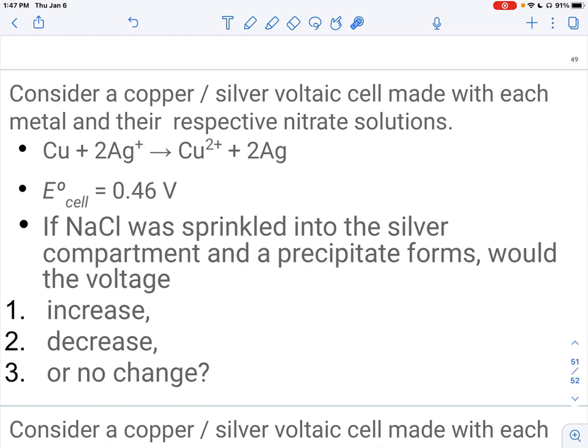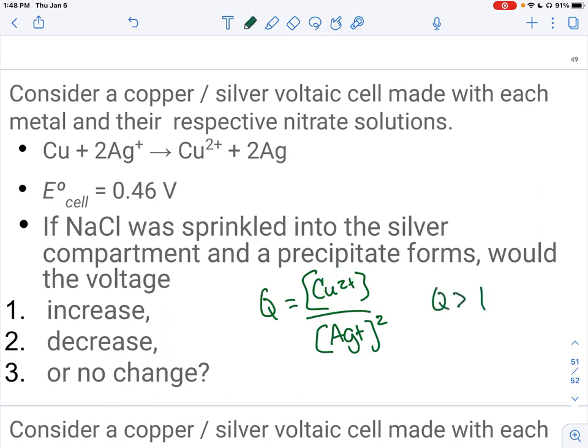If NaCl was sprinkled into the silver compartment in a precipitate form, so AgCl would form, would the voltage increase, decrease, or no change? So Ag plus would precipitate as AgCl, reducing the Ag plus concentration. So let's take a look. Q for this would be Cu2 plus over Ag plus to the second power. If this was to go down, then Q would be much higher.